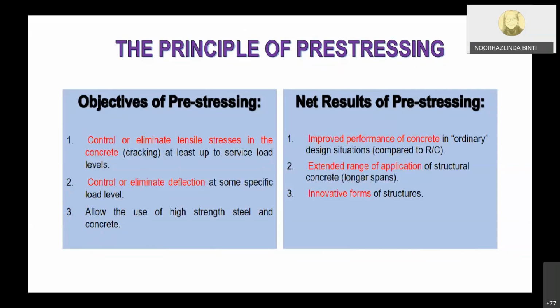And of course, by using pre-stressing, innovative forms of structure. It has many shapes. If you look on the internet and type pre-stress, you can see there are box girder, innovative forms. There are U-shape, T-shape, and so on. So that's the net results of pre-stressing.